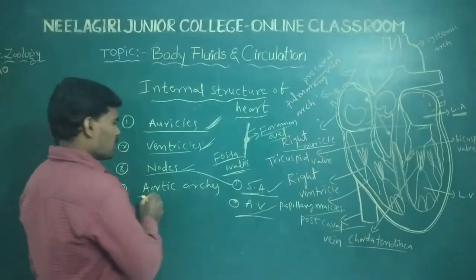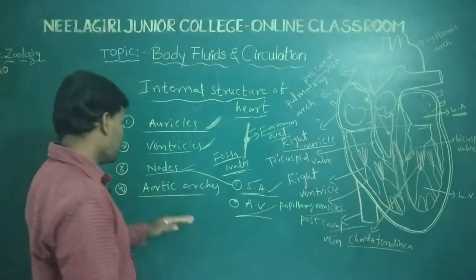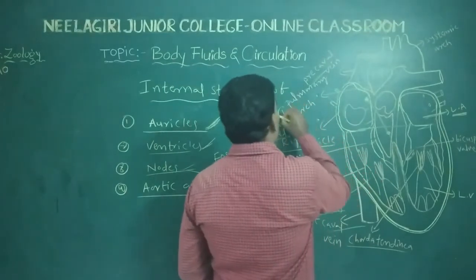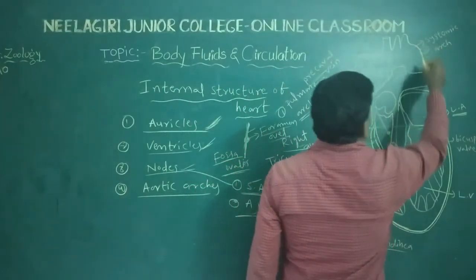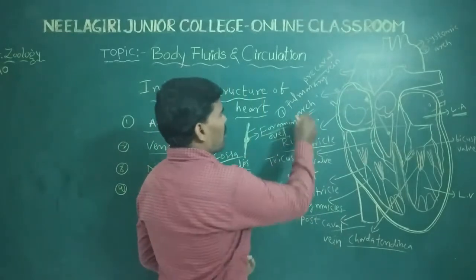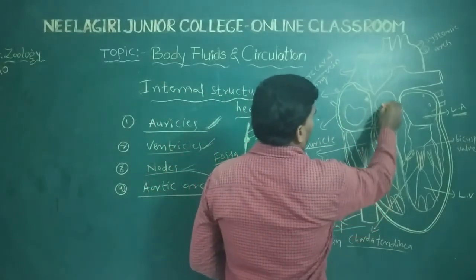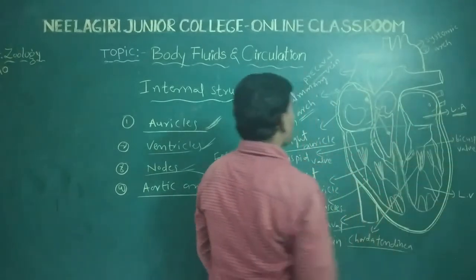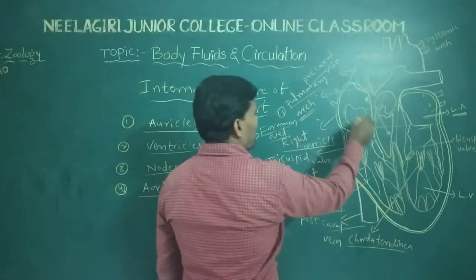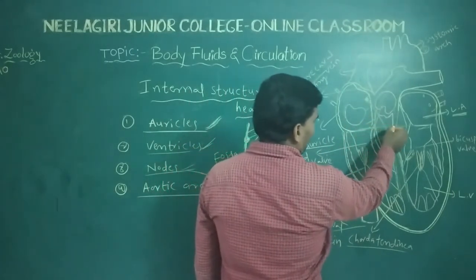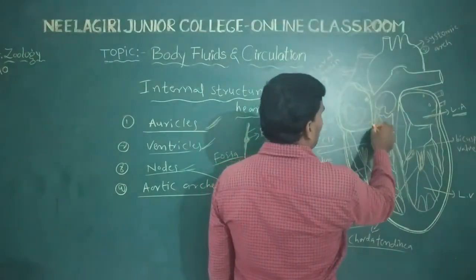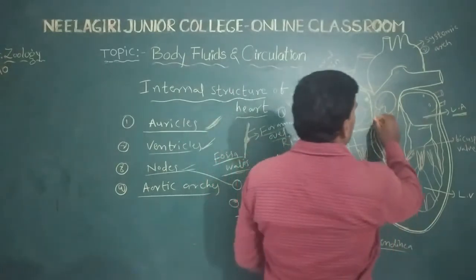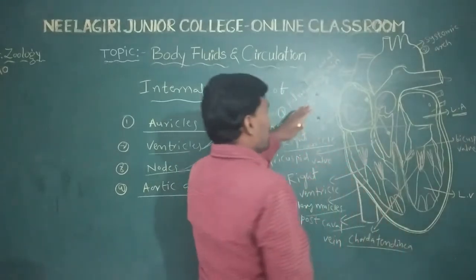Next, coming to the fourth point, the aortic arches. There are two aortic arches. The first one is the pulmonary arch, the second one is the systemic arch. The pulmonary arch arises from the upper, anterior part of the right ventricle, carries the deoxygenated blood, and supplies it to the lungs.